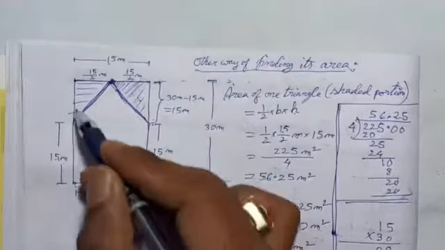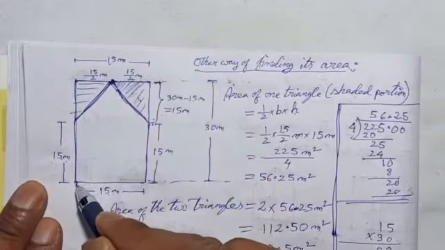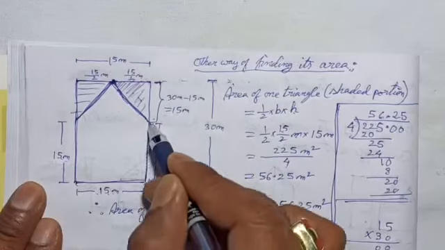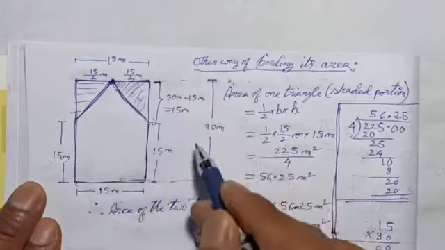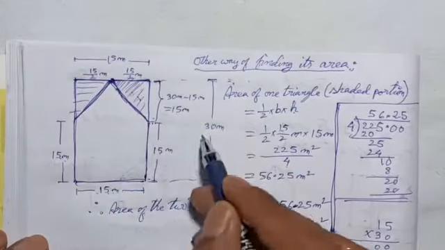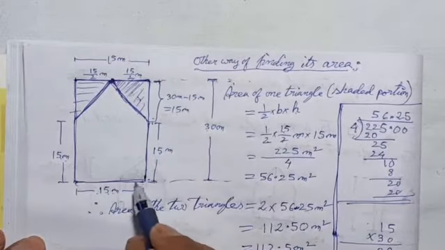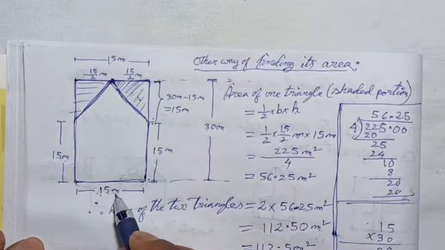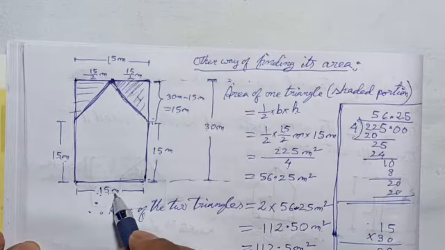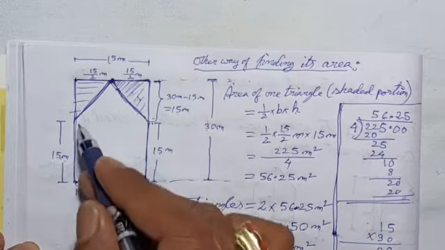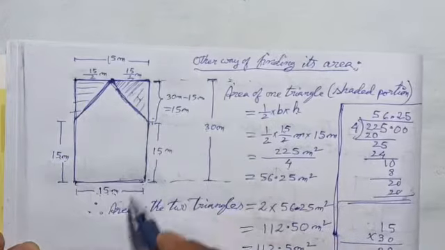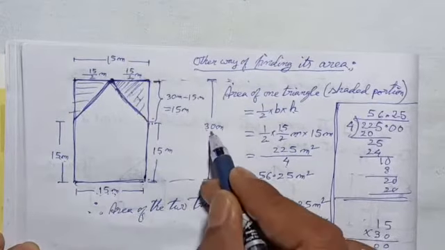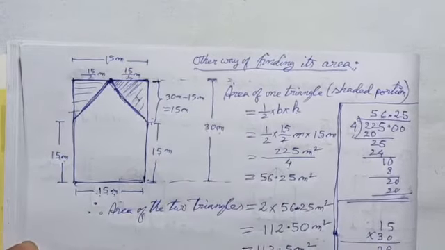Here, this whole figure, we see that this is a rectangle. From here up to that is 30 meter, and from here up to that is 15 meter. We know that the formula to find out area of a rectangle is length into breadth. So if we want to find out the area of this rectangle, we have to multiply 15 meter into 30 meter. Now let's find out area of this rectangle.